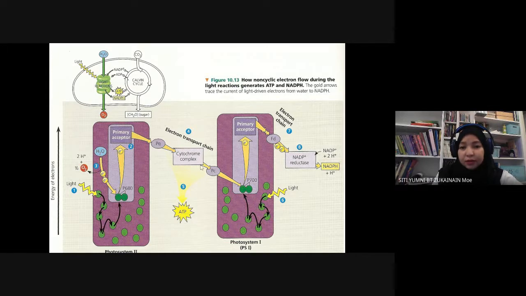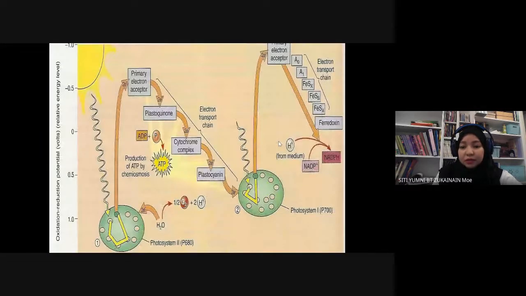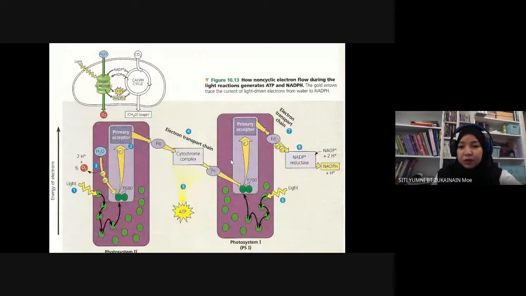And then the electrons travel to photosystem 1, then are accepted by the primary acceptor and travel through ferredoxin, and the electrons are accepted by NADP+ with the help of an enzyme to reduce NADP+ to become NADPH.